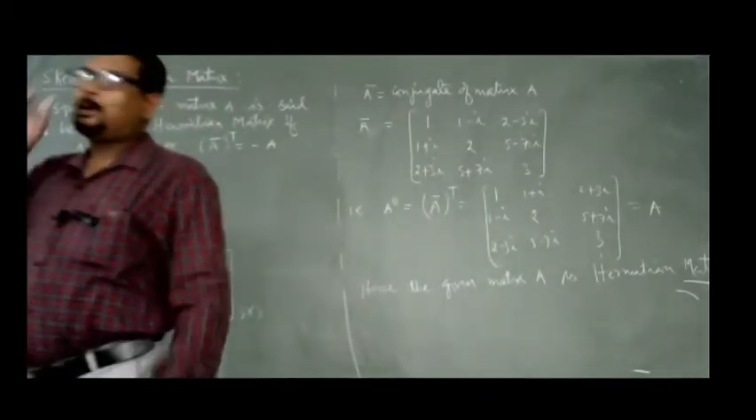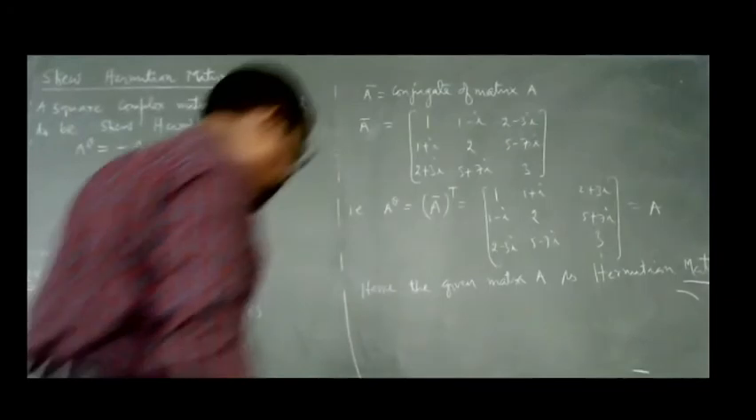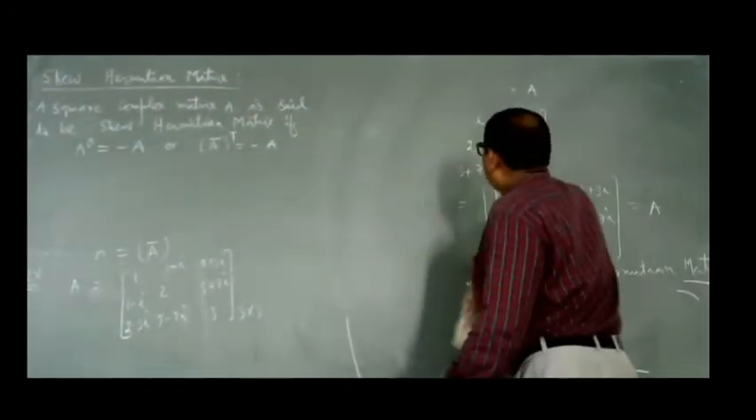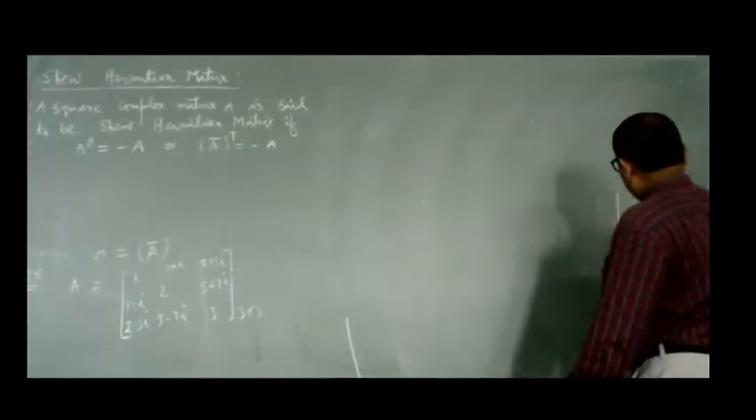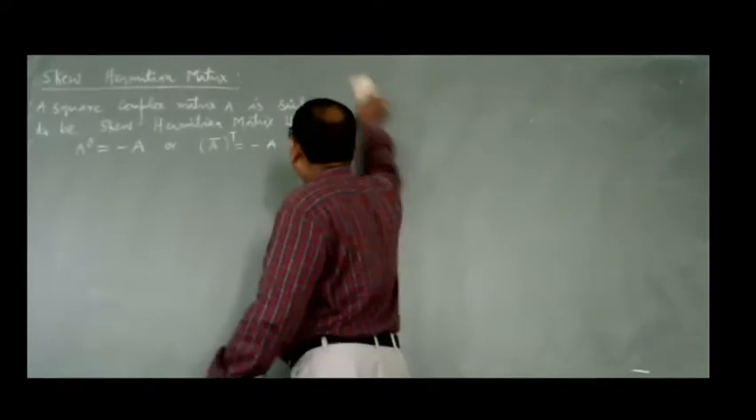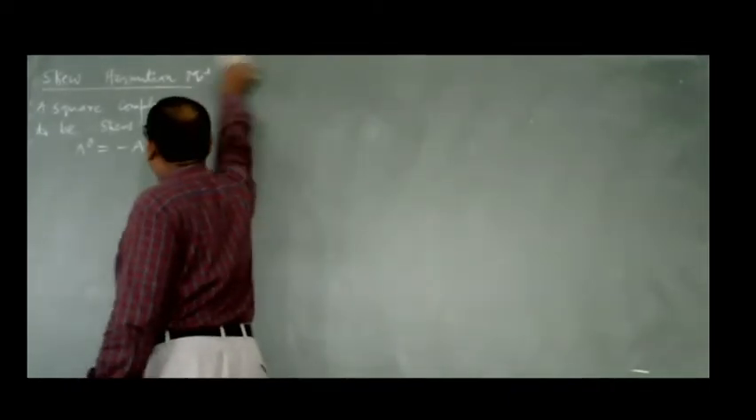Now we come to elementary transformation on matrices. Let me recap the topic taught today. I explained the unitary matrix and two more matrices with examples. One is Hermitian and the other is skew Hermitian.